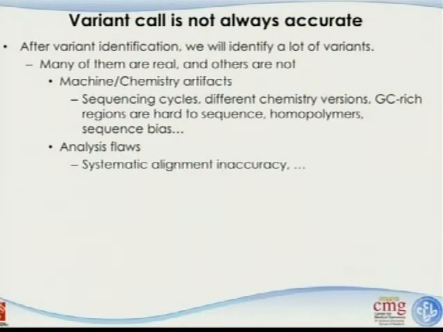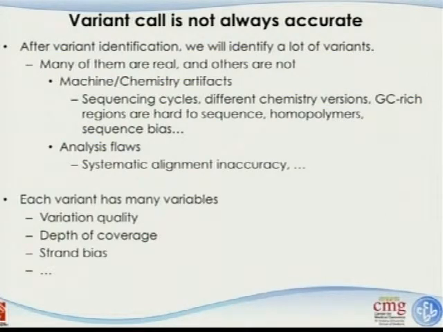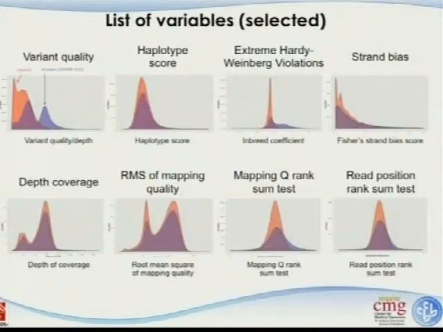There are analysis artifacts as well. For example, systematic alignment inaccuracy, or using the wrong variant calling algorithm to determine the variants. Those are all causing trouble. Each variant has many variables. There's the variant quality that we can calculate, and also the depth of coverage and strand bias. We will go through that a little bit in later slides. There are so many things associated with that.